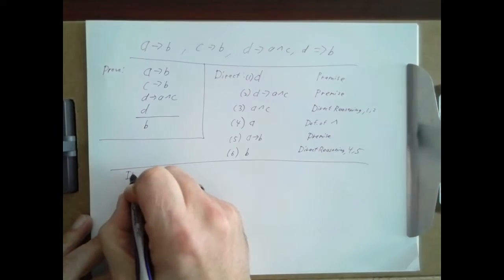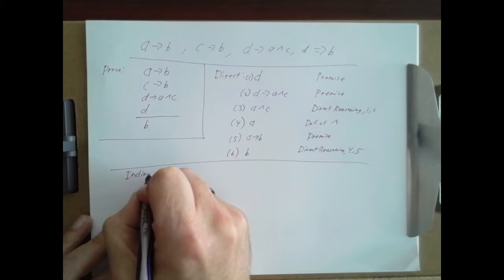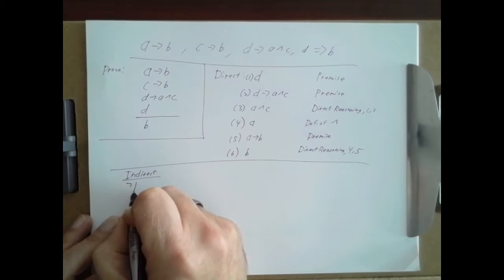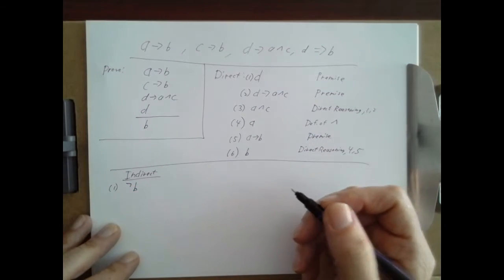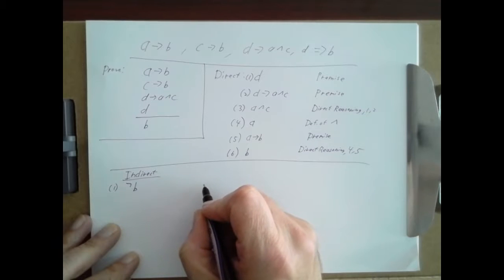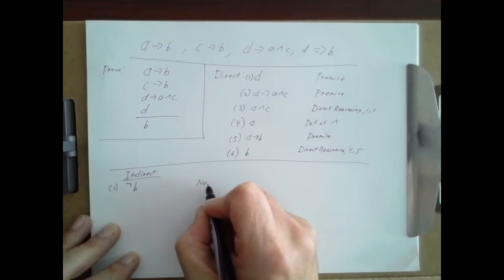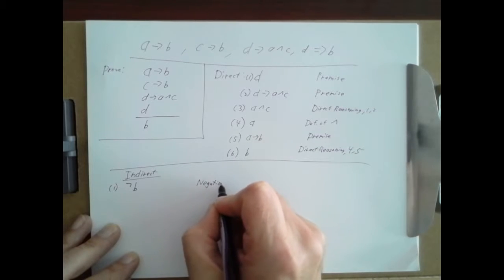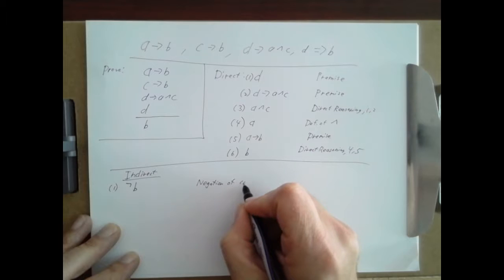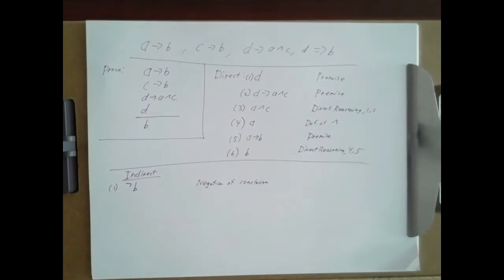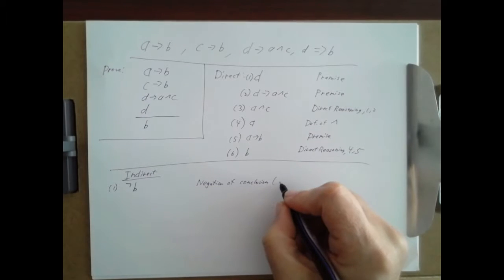An indirect proof would start off by assuming not B. So this is the negation of the conclusion. I don't think negation of conclusion is official technical speak. It's assuming the opposite of what we're trying to show, right? The negation of it. So we're assuming not B, so this is an assumption.